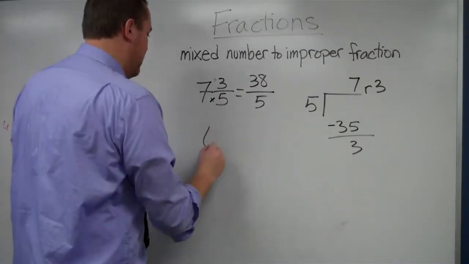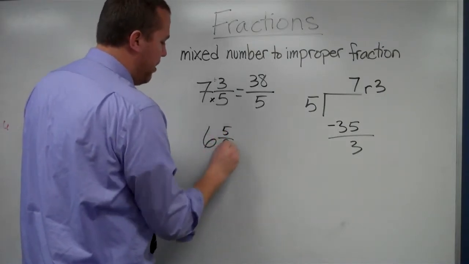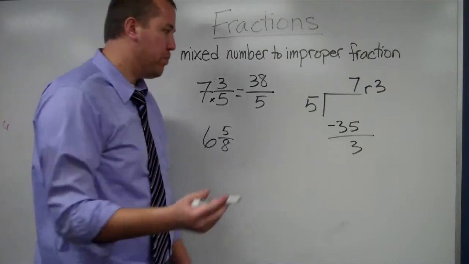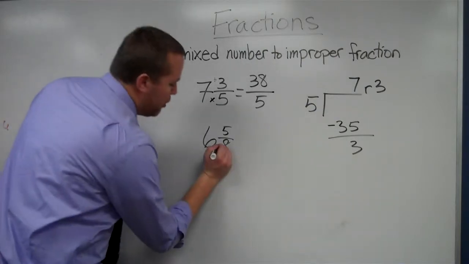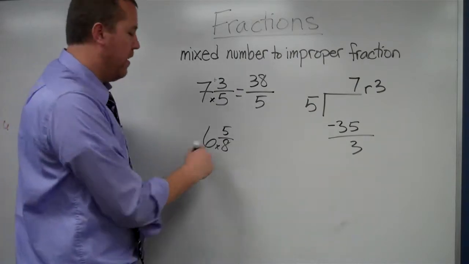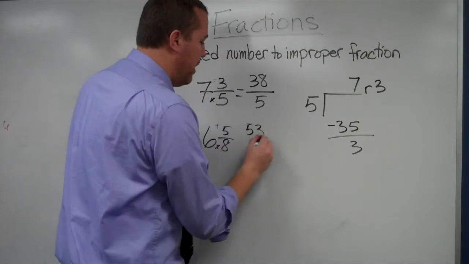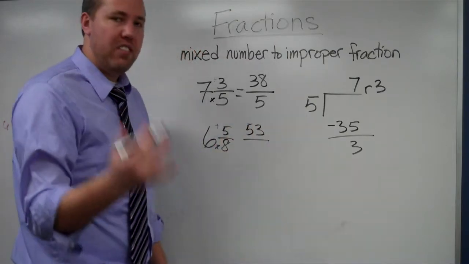Another instance, let's just do 6 and 5/8. What we do is we multiply 8 times 6, and we get 48. And then we add the 5, we get 53. And what are we dividing by? We're still dividing by the same thing.